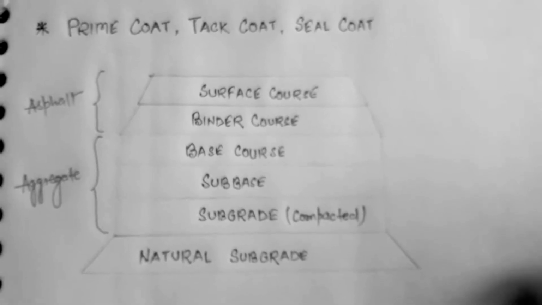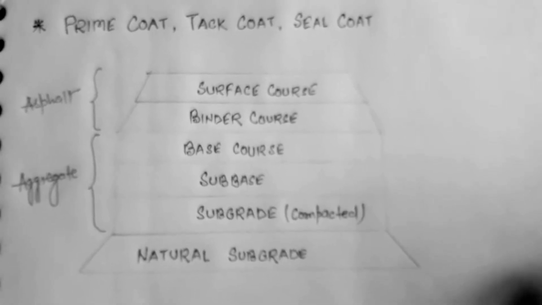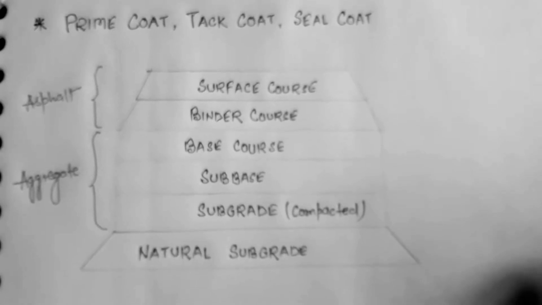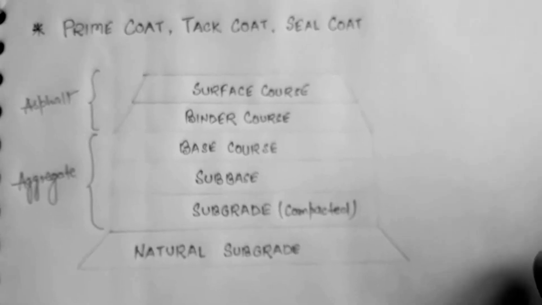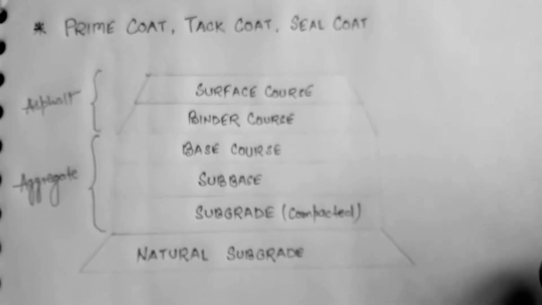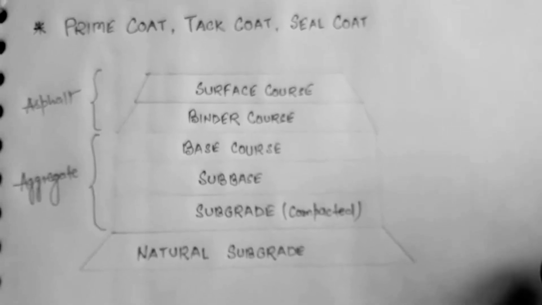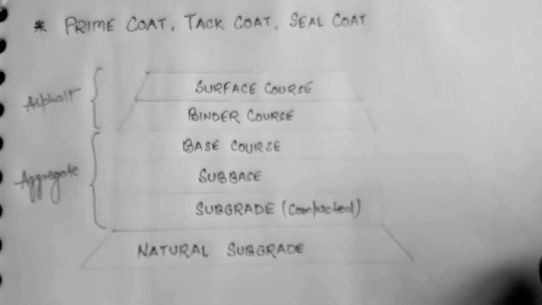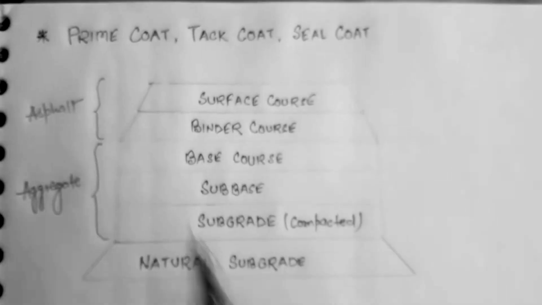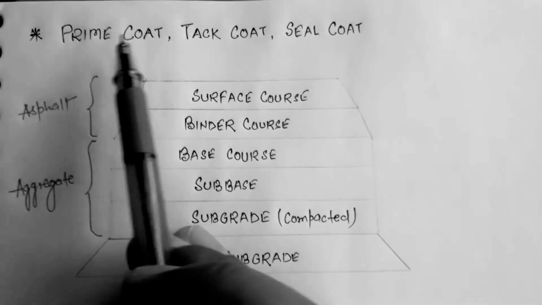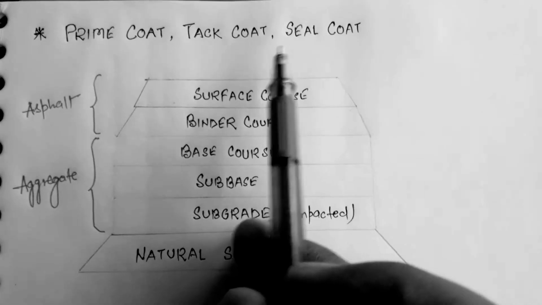So today we will discuss a type of layer to be provided at the time of construction. Our today's topic is prime coat. As you can see, prime coat, tack coat and seal coat.